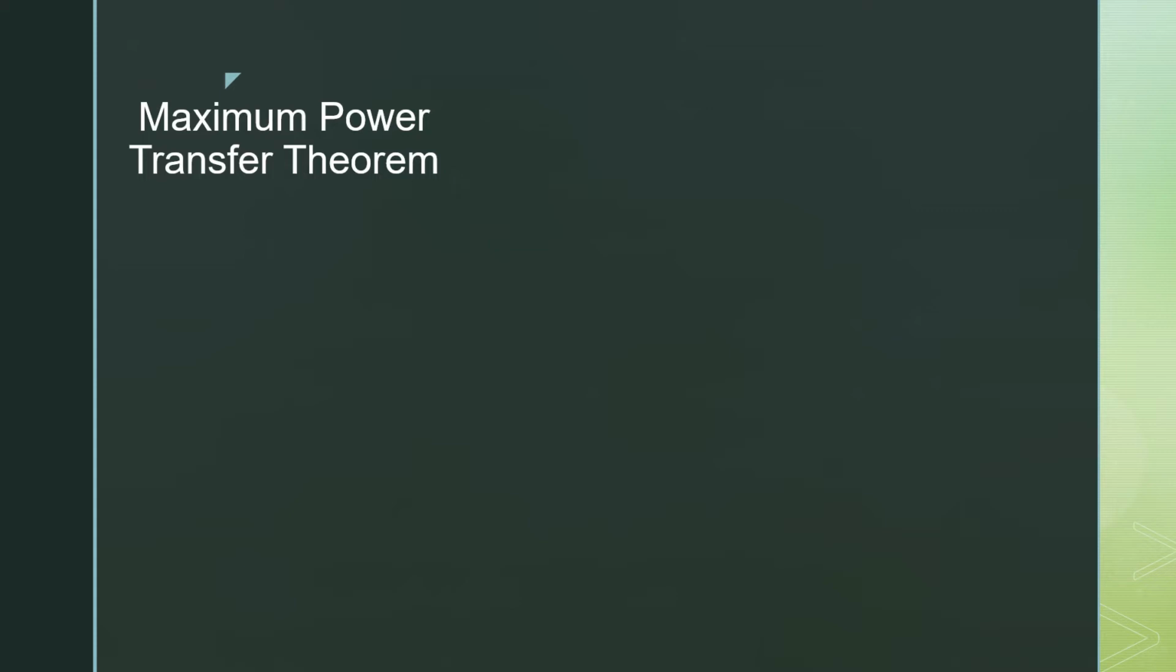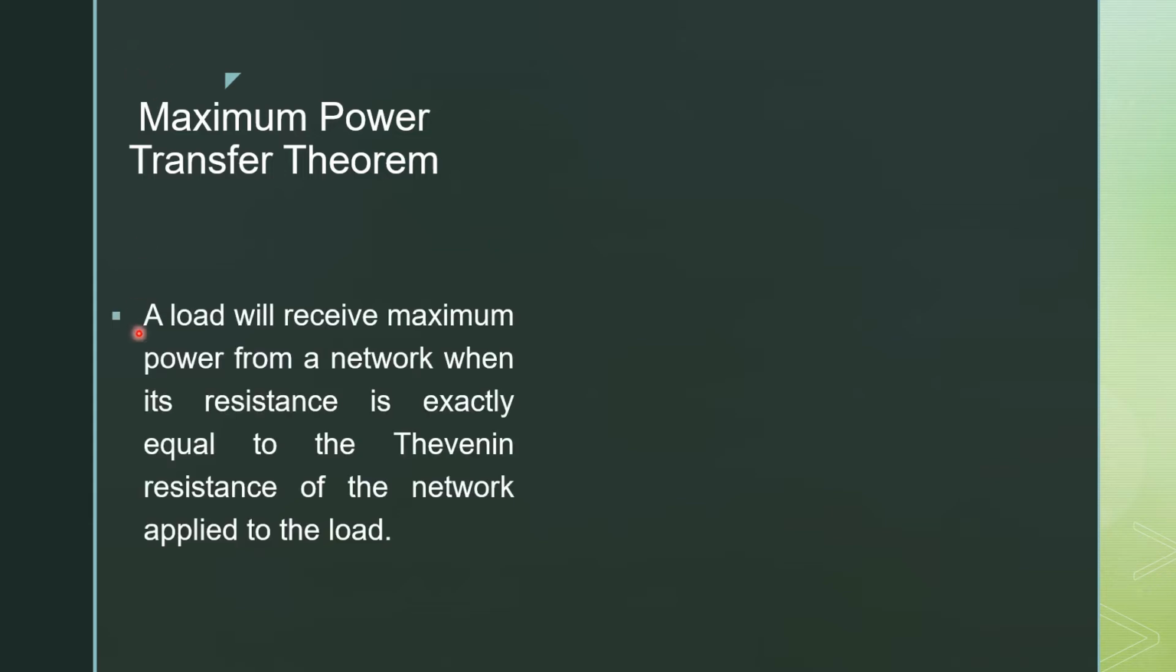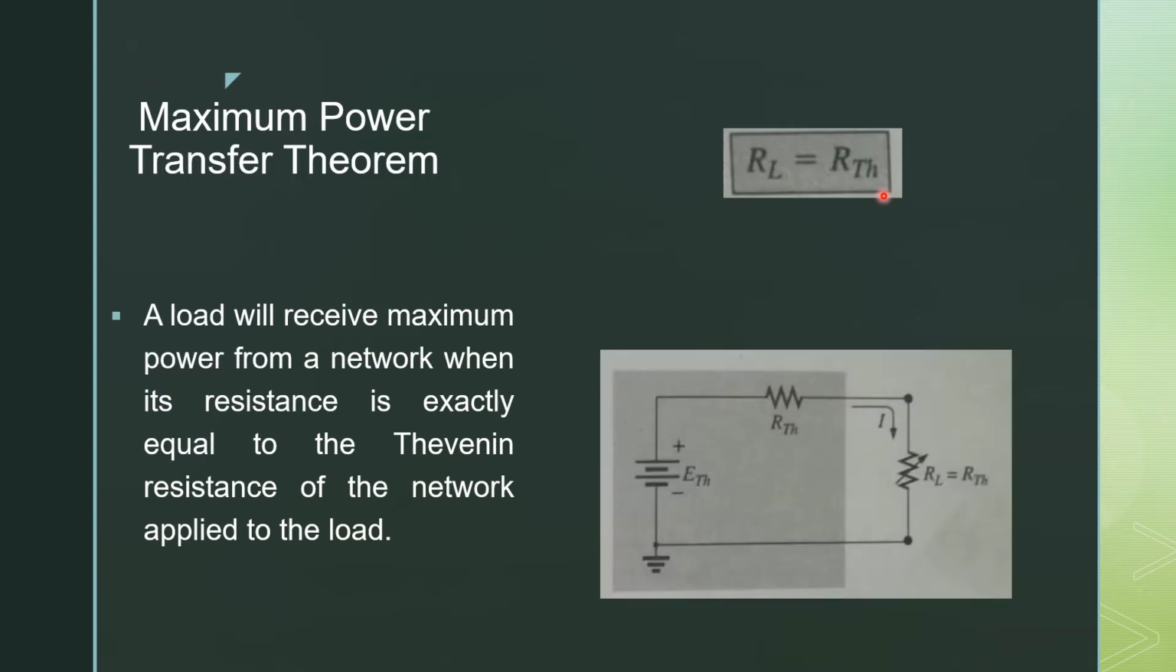Fortunately, the process of finding the load that will receive maximum power from a particular system is quite straightforward, due to the maximum power transfer theorem, which states that the load will receive maximum power from a network when its resistance is exactly equal to the Thevenin resistance of the network applied to the load. So we say that when the load resistor is equal to the Thevenin resistance, the maximum power is delivered.